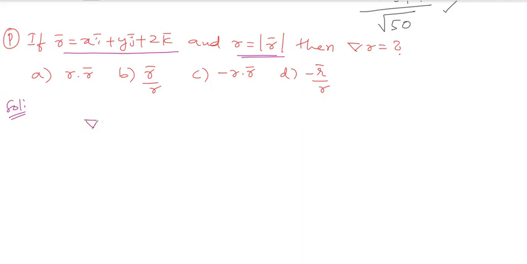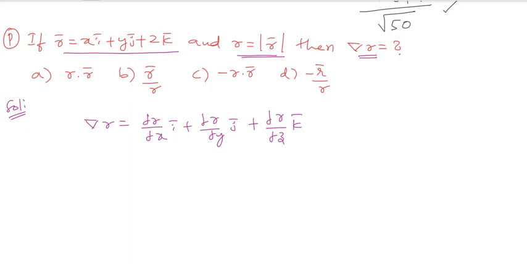So del r, how will you calculate it? Del r is the gradient. That is dou r by dou x into i bar plus dou r by dou y into j bar plus dou r by dou z into k bar. This is the gradient. This you have to calculate.